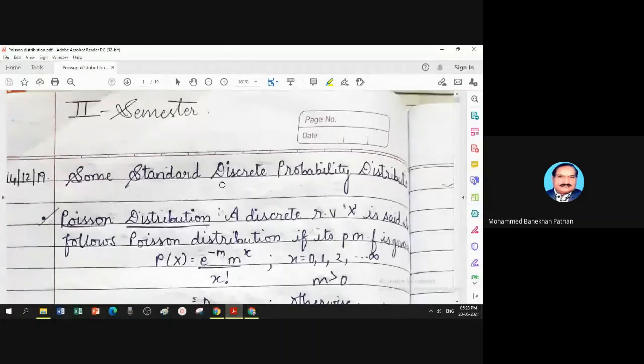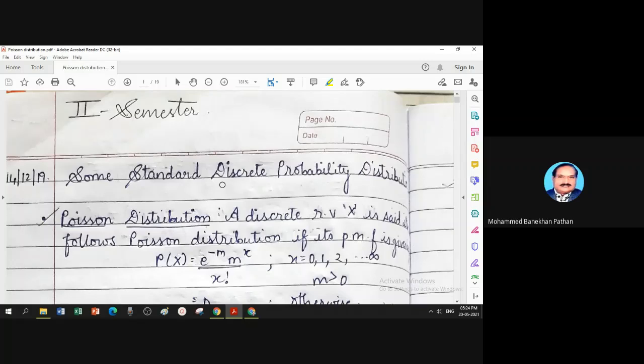Let me make a revision of last chapter of semester 1, because what I'm going to teach in this chapter is continuation of semester 1 last chapter. In semester 1 last chapter, we have seen different type of distributions. I will recall all of them.